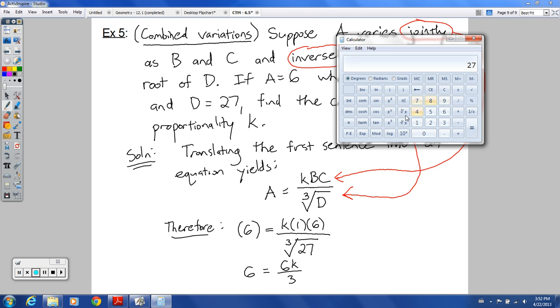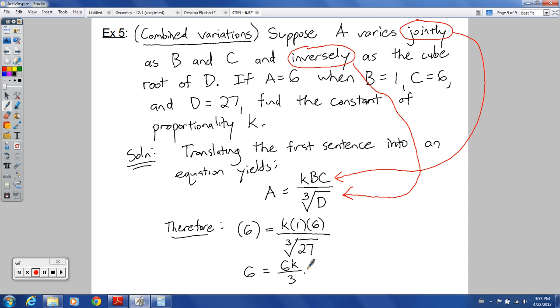So this is my power button. Some of you have a little caret instead. It'll just look like that instead. But if we take this to the, and I'm going to put 1/3 in parentheses, so 1 divided by 3. If I take that to the 1/3 power, that's what 1/3 is. I put equals, that gives me 3. That's another way to do that.